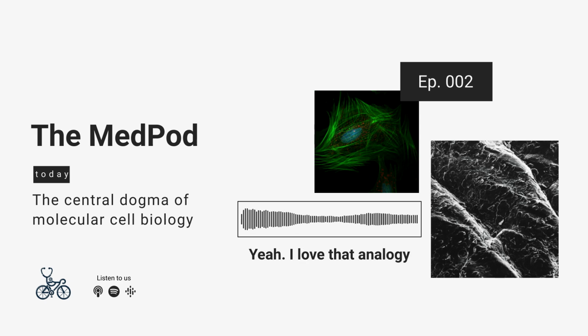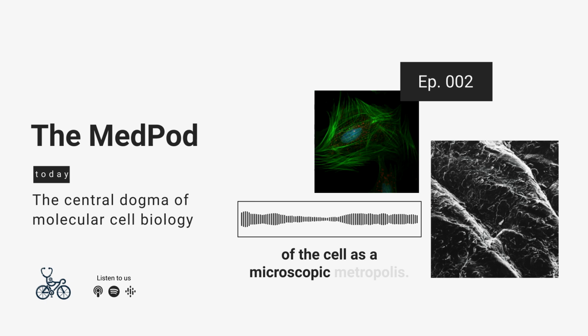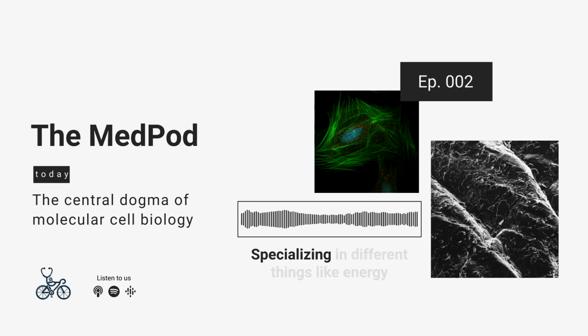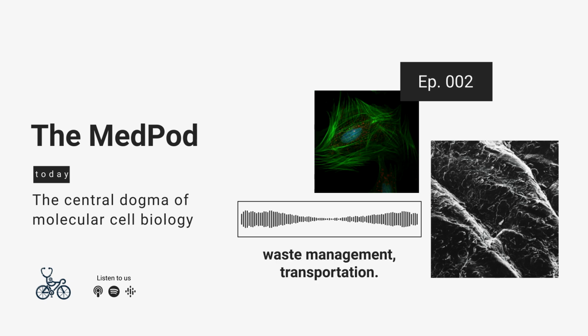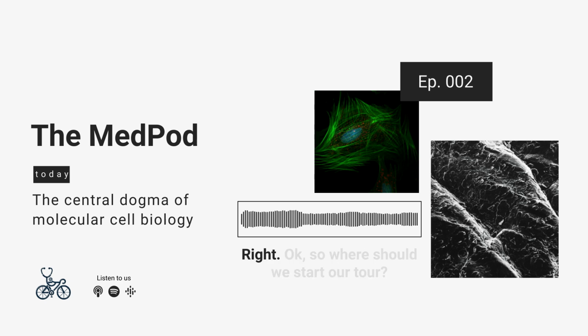Yeah, I love that analogy of the cell as a microscopic metropolis. It works so well. You've got all these different districts specializing in different things like energy production, waste management, transportation. Exactly. And just like any city, a cell needs a strong infrastructure. Right. Okay, so where should we start our tour?